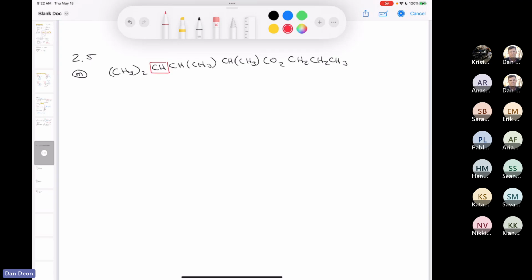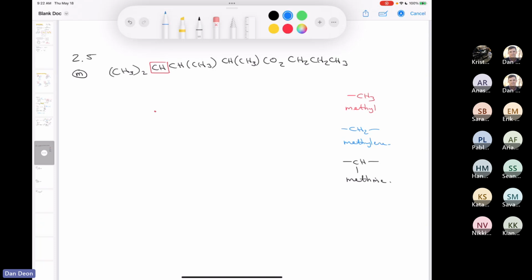So if you remember, when we have a CH3 group, we call that a methyl. When we have a CH2 group, we call that a methylene. And when we have a CH by itself, we call that a methine, I-N-E, methine. So I'm going to start with this methine that I have in the red box. And I'm just going to put a dot here. Okay, so that's for that carbon.